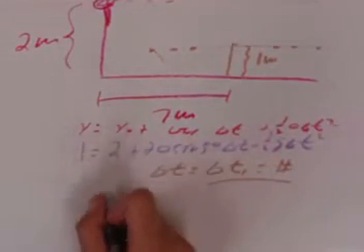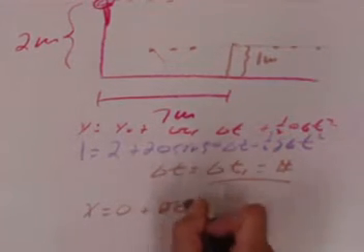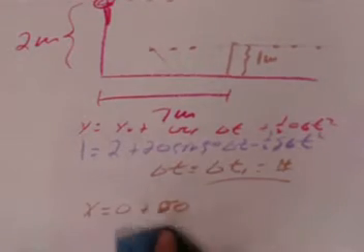How can you find that distance? Just use this equation right here. So it's going to be 20. This is supposed to be a 20 here.